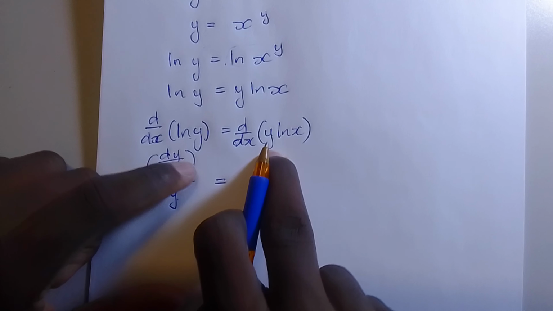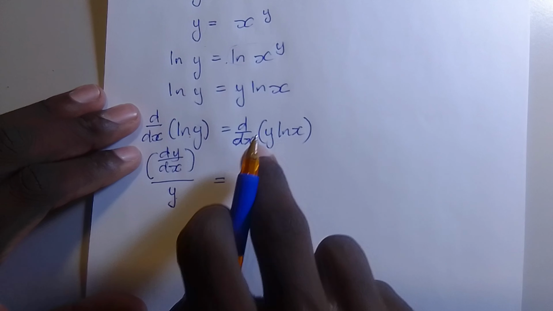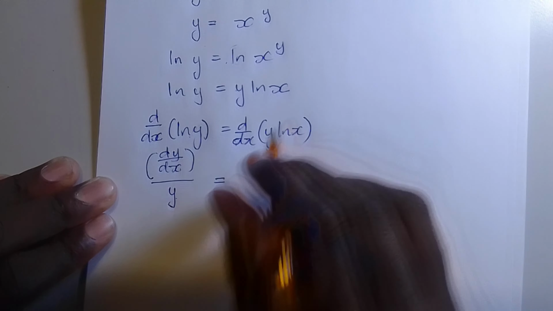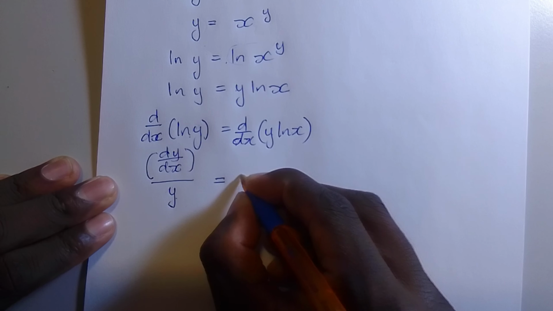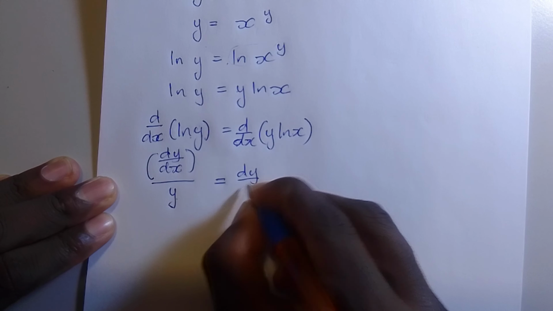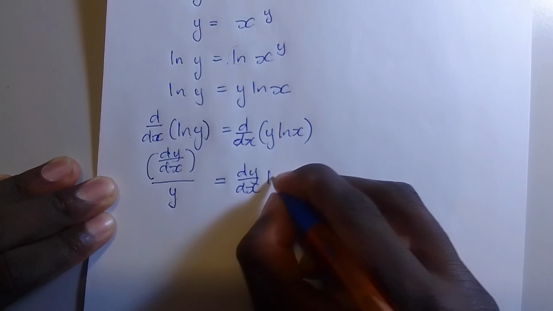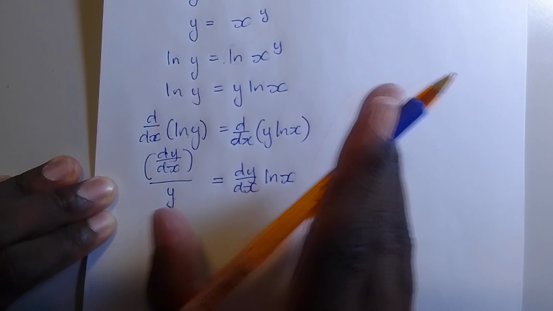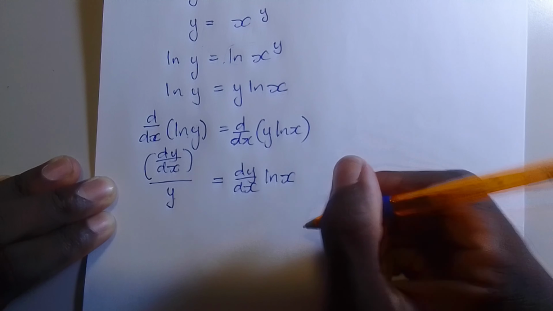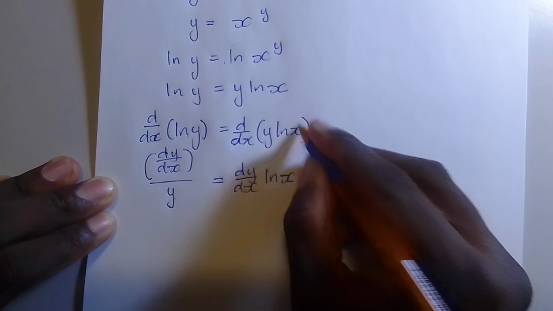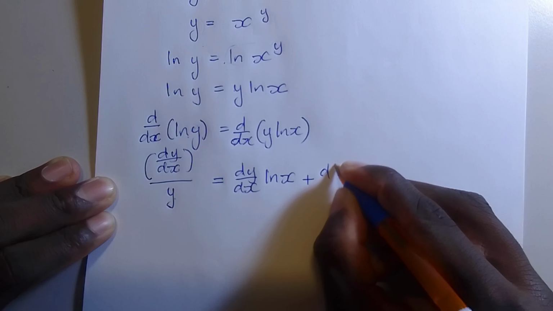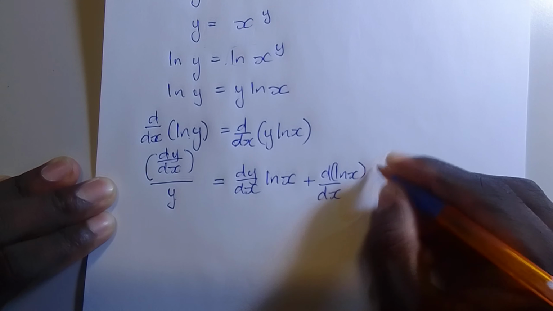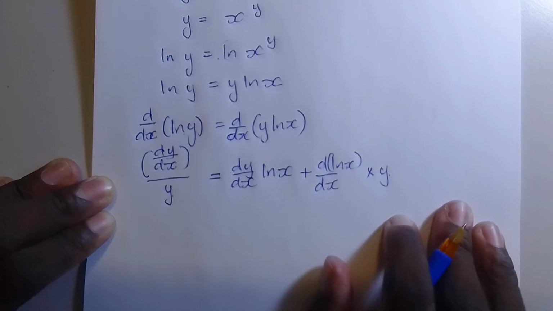Now we come to this side. For this side we have to use the product rule because we are multiplying y by ln x. Those are two functions. So first we find the derivative of y, dy on dx, and we multiply it with ln x. That's the product rule. Once again, I'm going to link the product rule at the right corner right there. Plus, and then we find the derivative of ln x with respect to x and multiply that by y.